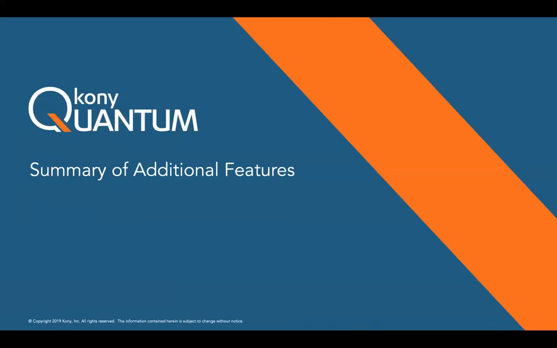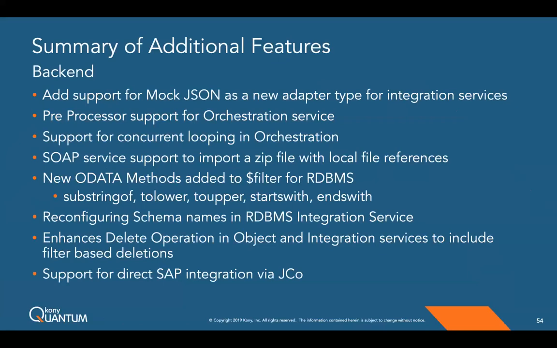So since we have only limited time, there are a lot more features that we have built, which we can't go into detail. I have listed them here. We have added the support for mock.json as a new adapter type, added preprocessor support for orchestration service, added option of concurrent looping in orchestration. We also added an option to import a zip file to SOAP, and support new OData methods for the database connector like substring or toLower. We also have the option of reconfiguring schema names now in our database as part of publish.